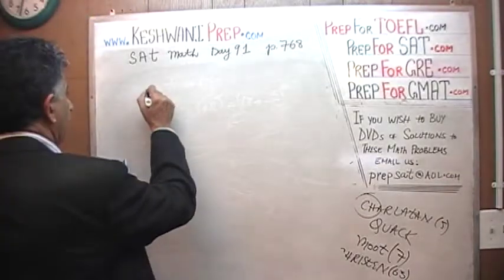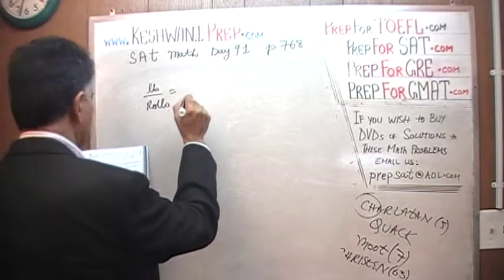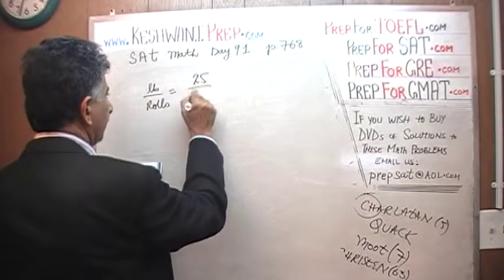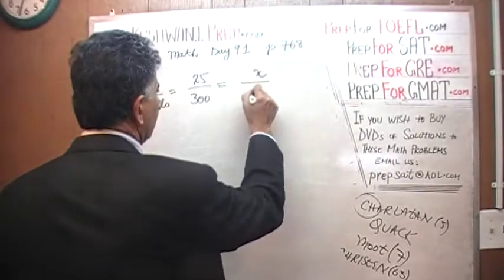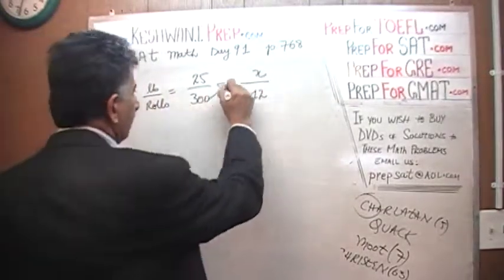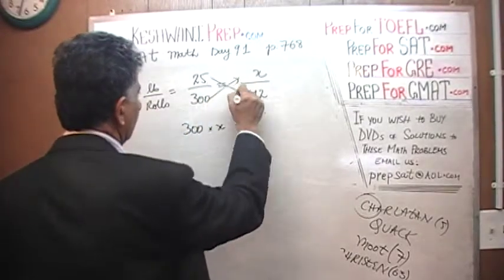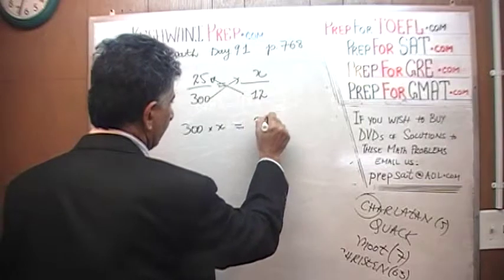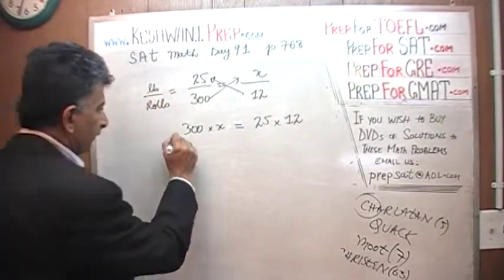So here we have our pounds of flour, and here we have number of rolls. And we are told that 25 pounds will make 300 rolls. The question is, how many pounds do we need to make 12 rolls? Cross multiply: 300 times x equals 25 times 12. Let's divide both sides by 25.